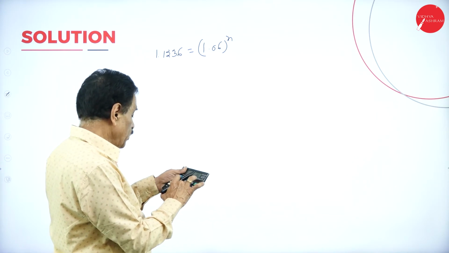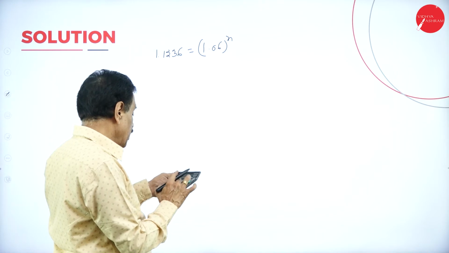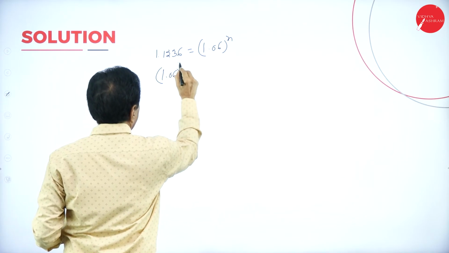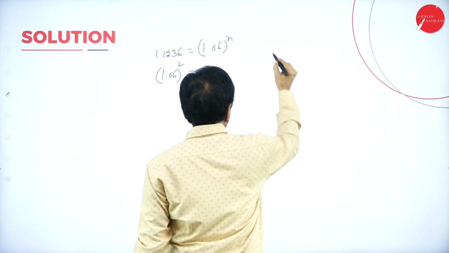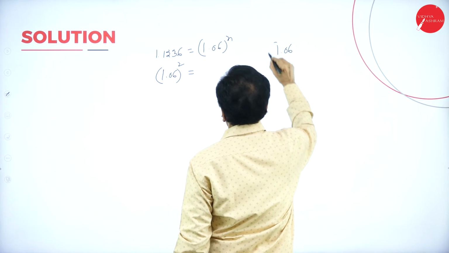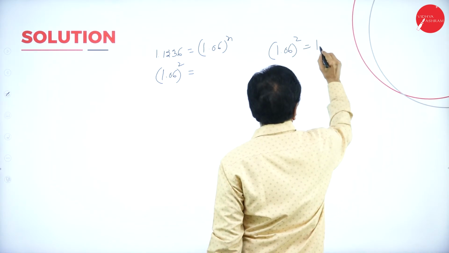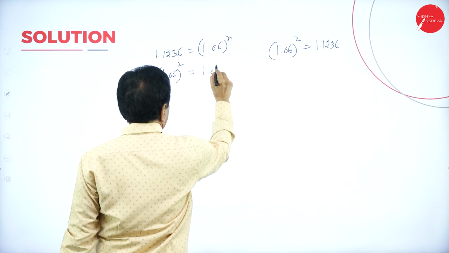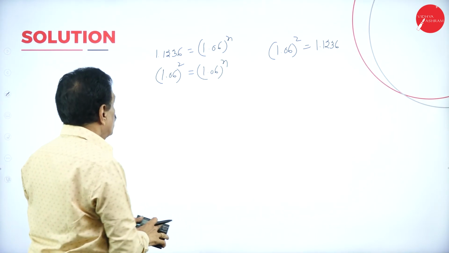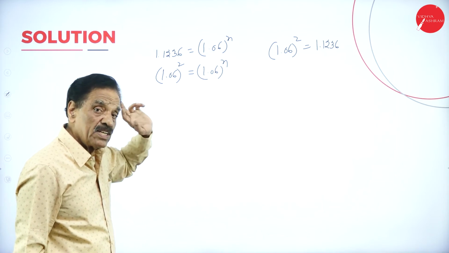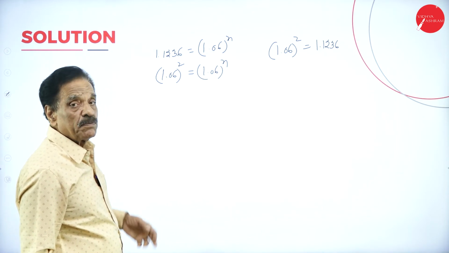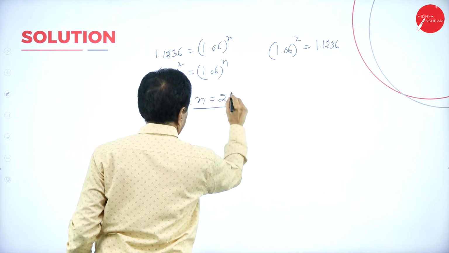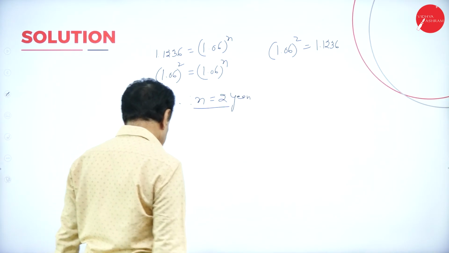1.06 into 1.06 is 1.1236, 2 times. 1.06 whole square is equal to 1.1236, which is equal to 1.06 to the power of N. So when the bases are common, the exponents can be equated. Therefore, N is equal to 2 years.